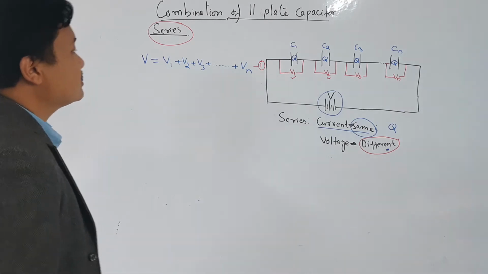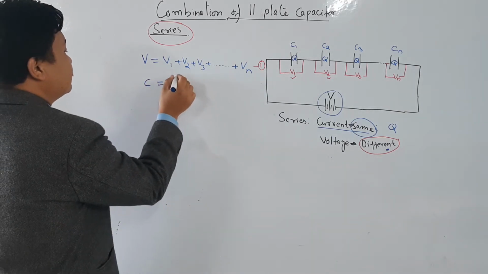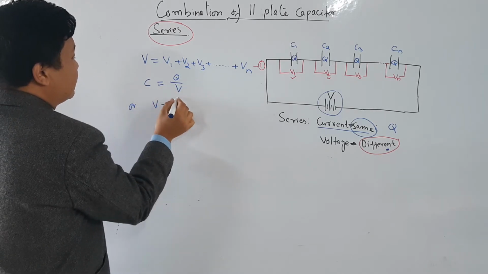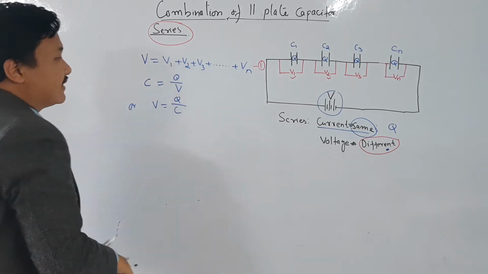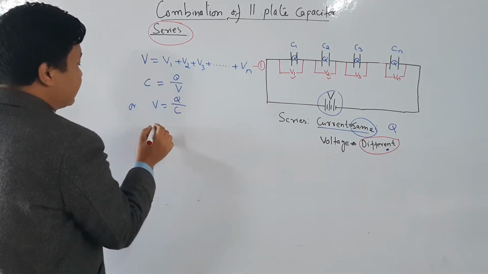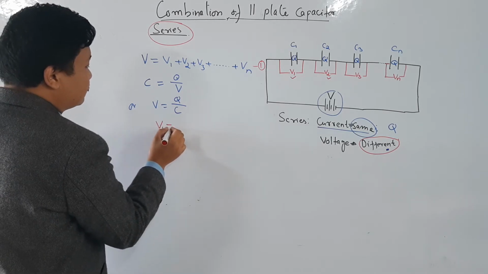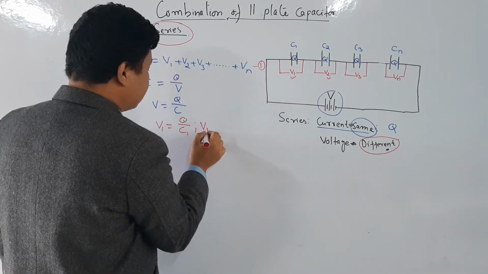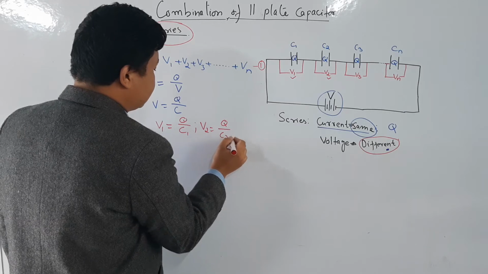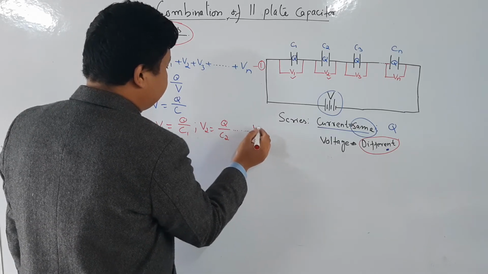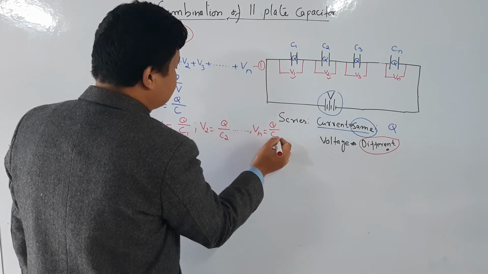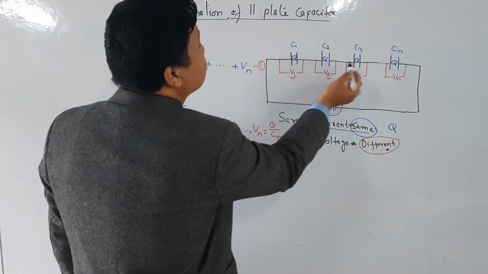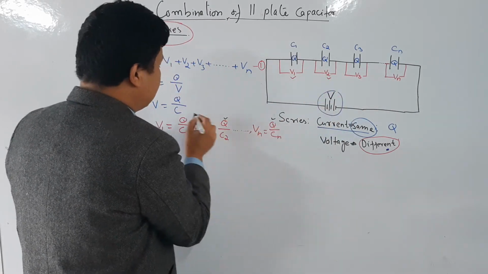Now what is capacitance? We know that capacitance C is equal to Q by V, or V is equal to Q by C. Now if I want to write V1, it will be Q by C1, because Q is the same, and V2 is again Q by C2, and so on. Then Vn will be equal to Q by Cn. Understood? Because V1, V2 are different and all the Q's are the same.